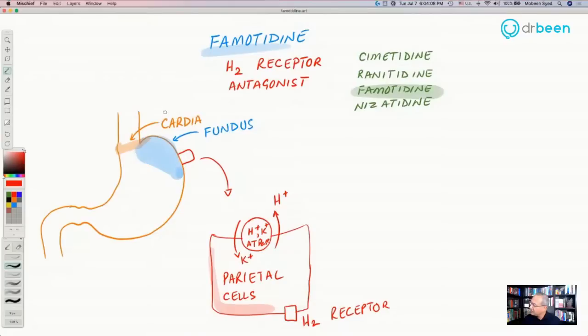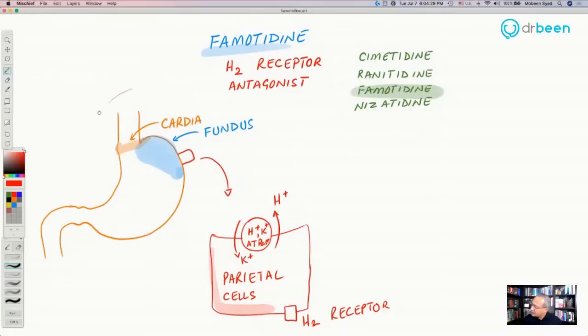Before I discuss, there are 4 drugs in the H2 receptor antagonist category. The drugs are Cimetidine, Ranitidine, Famotidine, which we're talking about, and Nizatidine. Out of all of those, we're talking about Famotidine.